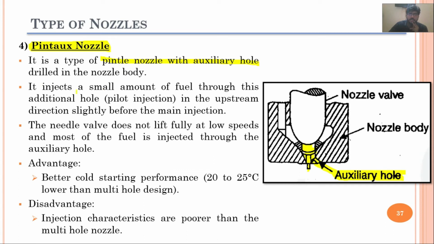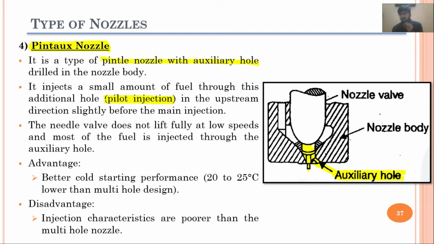So this auxiliary hole injects a small amount of fuel through this additional hole, specifically when we are operating at lower speeds and a lesser amount of fuel is going into the combustion chamber. This hole is also known as the pilot injection. Similarly, you must have seen in geysers that you have a main burner and a pilot burner.